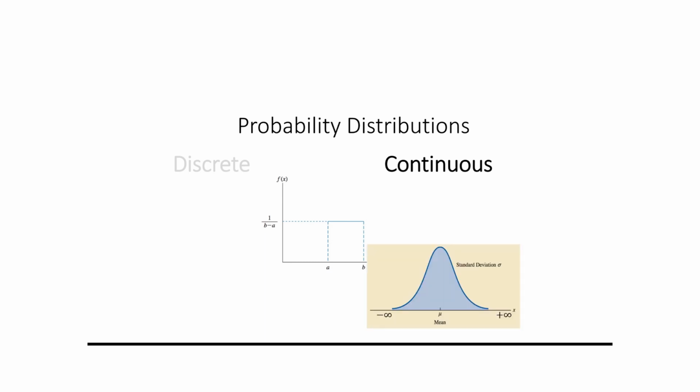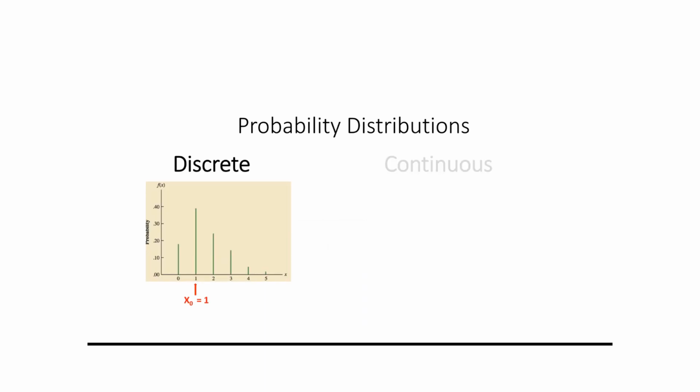For this normal distribution, x values range from -infinity to +infinity. And for this exponential distribution, we have an infinite number of x values between 0 and +infinity. So for a discrete random variable, for a specific value x0, the probability distribution gives the probability that x is equal to this x0 value, here equal to 1. And here that probability is 0.4.